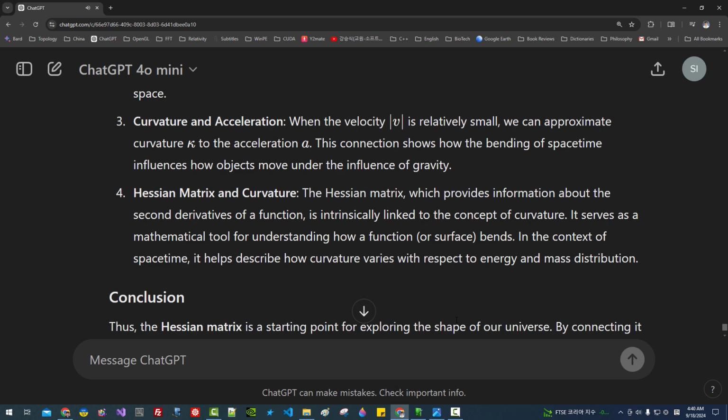4. Hessian matrix and curvature. The Hessian matrix, which provides information about the second derivatives of a function, is intrinsically linked to the concept of curvature. It serves as a mathematical tool for understanding how a function or surface bends. In the context of spacetime, it helps describe how curvature varies with respect to energy and mass distribution.